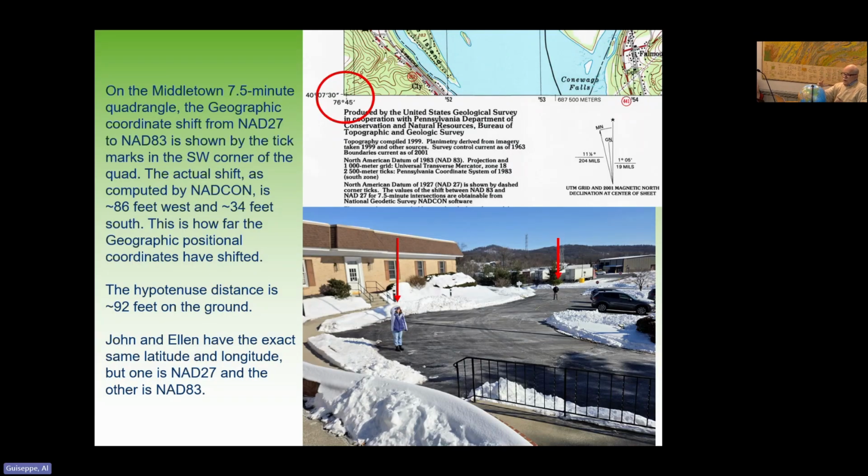The grid window actually moves. So Ellen and John are standing in the same place, and they have the same geographic coordinates. So they're both at exactly the same degrees, minutes, and seconds. Now they are actually 92 feet apart, because the shift was 86 feet west and 34 down. That's that far. So if you have something in between there and you're looking at an NAD 83 map and an NAD 27 map, it can change from map to map.